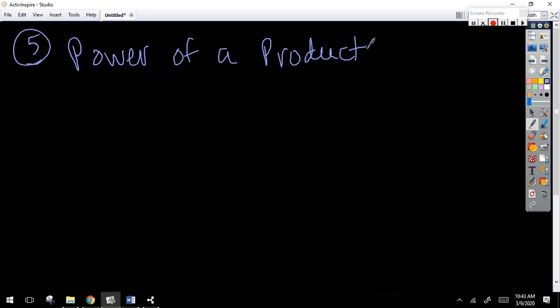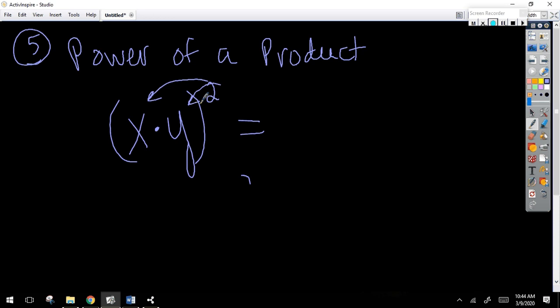This is power of a product. This time I'm taking a product, which means I'm multiplying something together, and I'm raising it to a power. This is a very dangerous property, and listen carefully because this is where you will get mixed up. Not that you'll get mixed up on this, but whenever you go to do something else, that's where it'll mix you up. In this case, I can distribute this exponent.